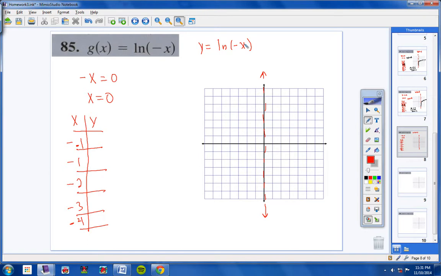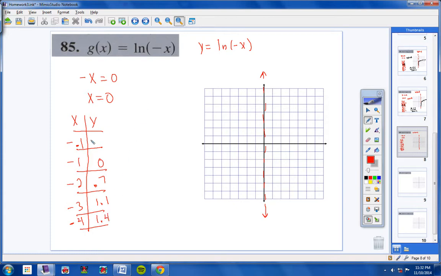And if you do that correctly, let me turn my calculator on here. If you do that correctly, you will have this for a table of values. You will have negative 1 is 0, negative 2 is 0.7, negative 3 is 1.1, and negative 4 is 1.4.